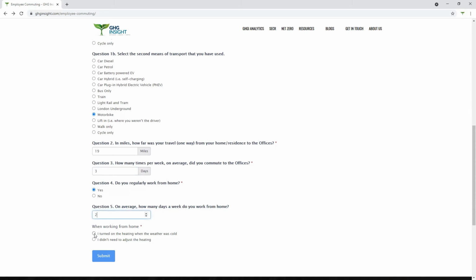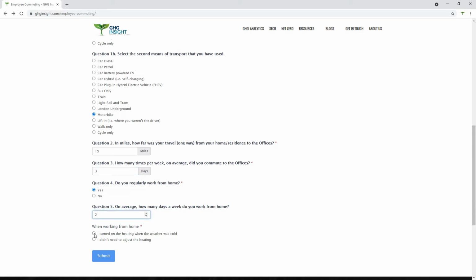Working from home results in additional use of electricity to power your computer and ancillaries, lighting and things like making the occasional cup of tea or coffee. Working from home also might mean that you need to turn on the heating when the weather gets cold. We therefore have a supplementary question. When working from home, I turned on the heating when the weather was cold, or I didn't need to adjust the heating. We expect most people will select I turned on the heating when the weather was cold.